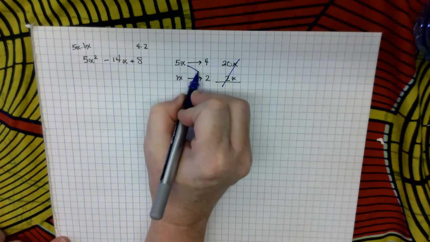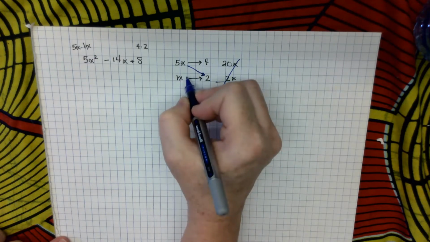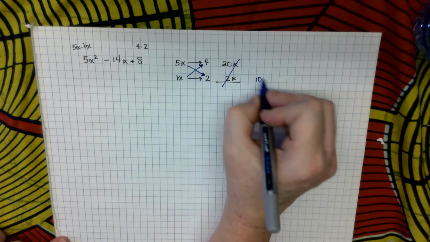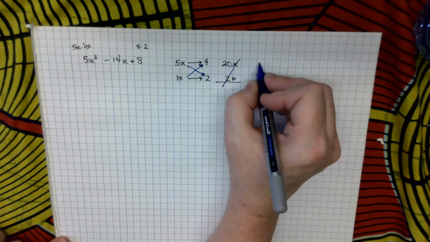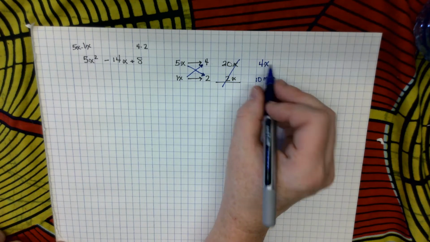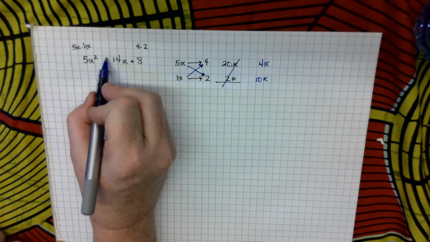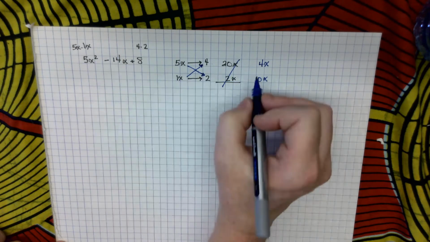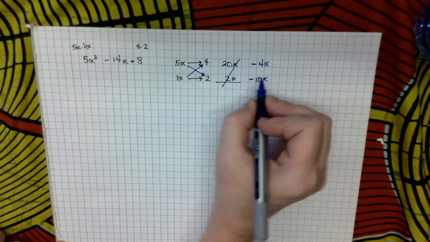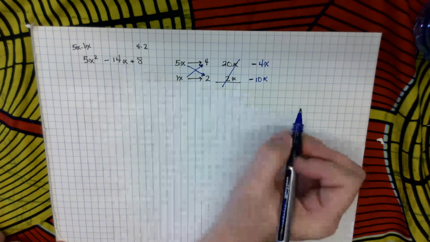So I'm going to do 5x times 2 and 1x times 4. So 5x times 2 is 10x, and 1x times 4 is 4x, and 10 plus 4 is 14, which is good, but what I want is negative 14. So that means I need both of these to be negative, because negative 4 plus negative 10 is negative 14.